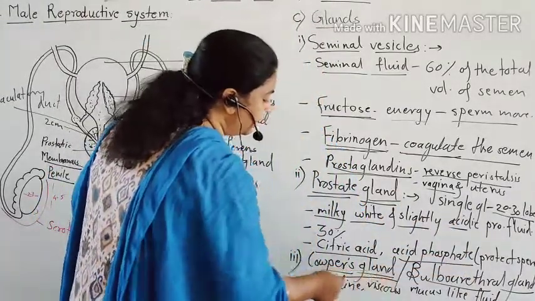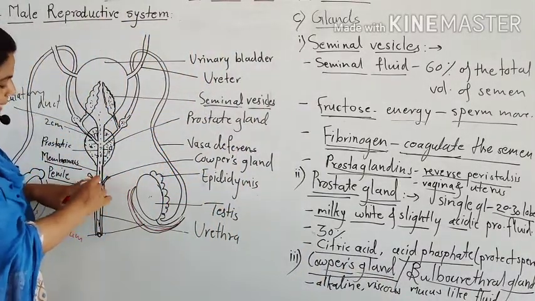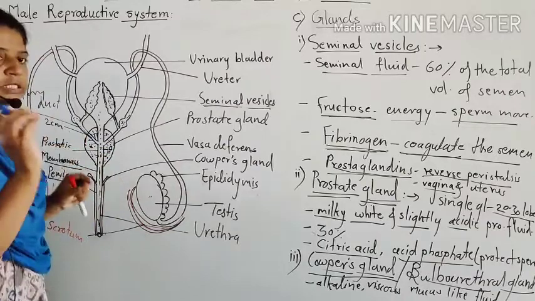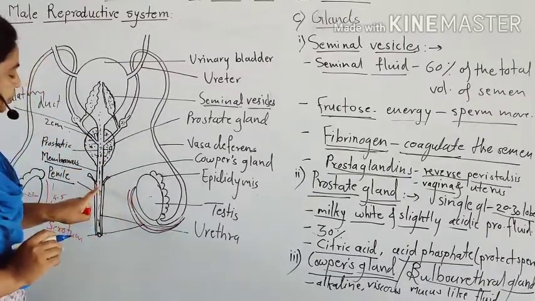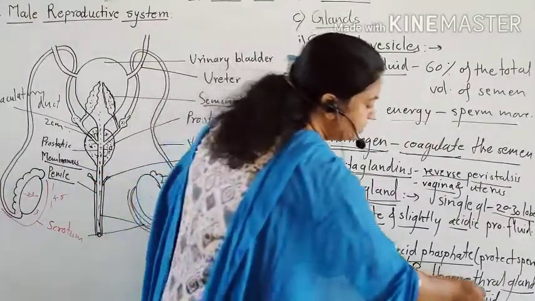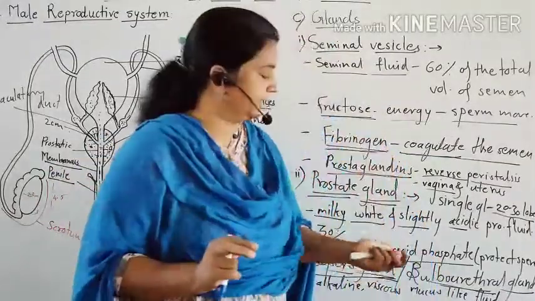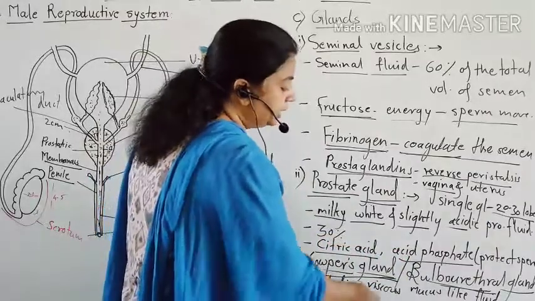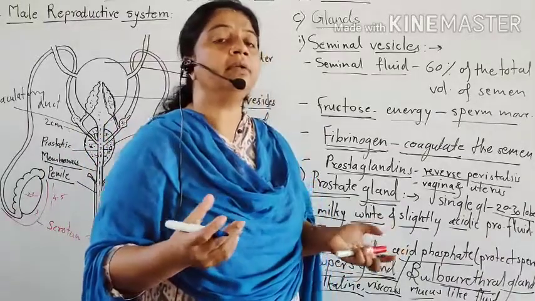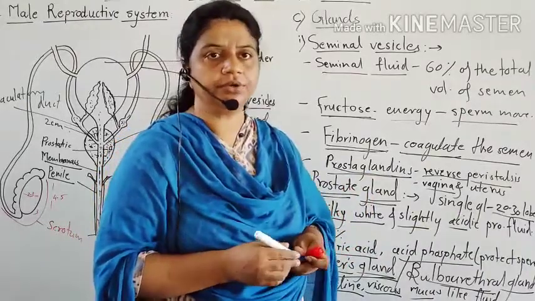And the third type of gland is the corpus gland. Its position is the membranous urethra, but it opens into the penile urethra. These two small, pea-shaped glands open into the penile urethra and secrete. This corpus gland is also called the bulbourethral gland: two bulbs on either side of the urethra. It secretes an alkaline, viscous, mucus-like fluid which lubricates the passage of the male as well as the female reproductive system.